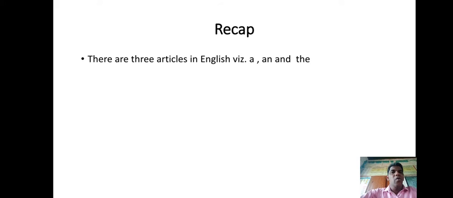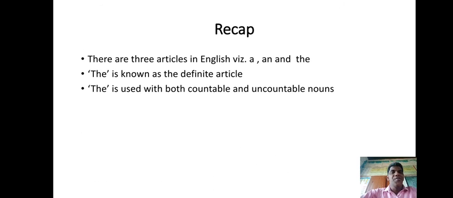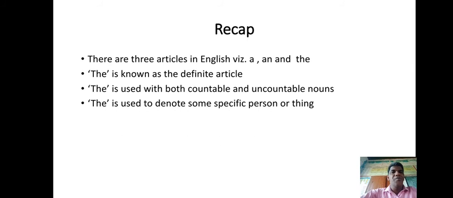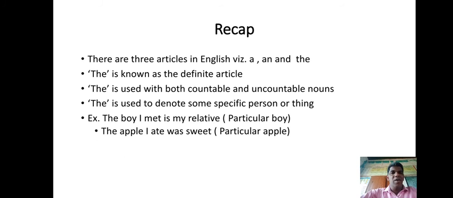So you all know there are three articles in English, and they are a, an, and the. The is known as a definite article. The is used with both countable and uncountable nouns. The is used to denote some particular, some specific person or thing. For example, the boy I met is my relative.